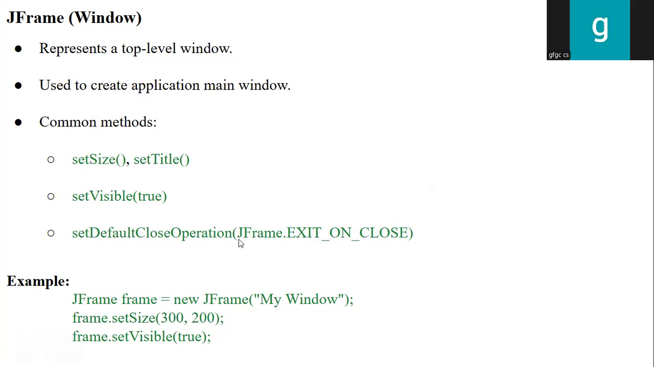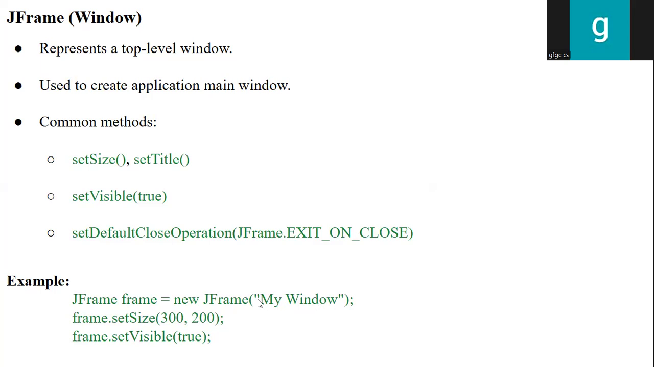setDefaultCloseOperation, JFrame.EXIT_ON_CLOSE. When I click on the close button, it should exit. We should get out of that particular frame. For this, we need this function and this default parameter. Here is an example of how to create a JFrame. Frame is equal to new JFrame, my window.